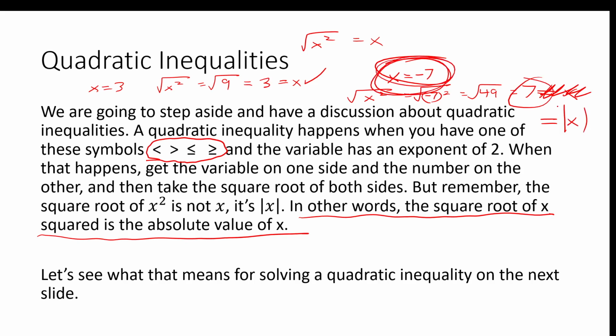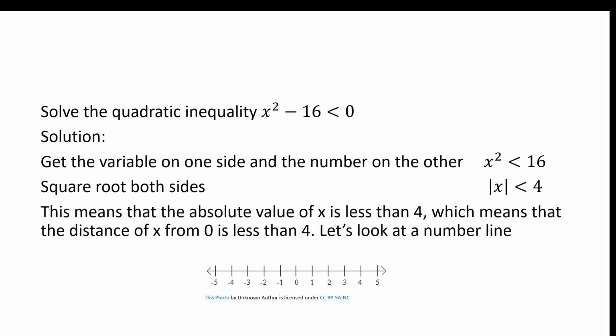So it's important for us to know that sometimes we have to make that distinction. Well, we always have to make that distinction, and sometimes it can have a very real effect on our answer. So let's see what this means for solving a quadratic inequality on the next slide. Suppose we wanted to solve the quadratic inequality x squared minus 16 is less than 0. Well, what we're going to do is get the variable on one side and the number on the other. So add 16 to both sides, we get x squared is less than 16.